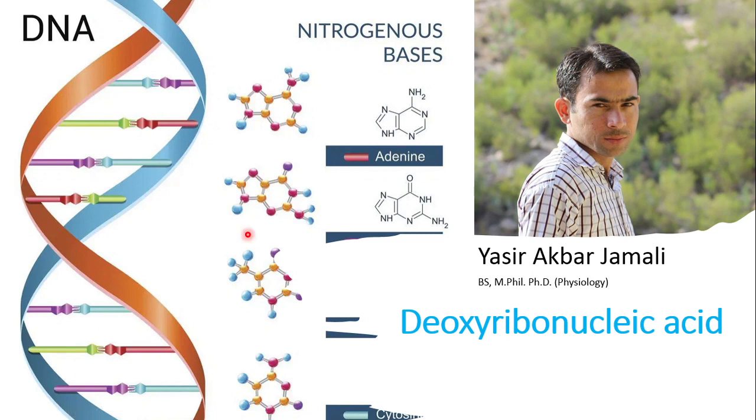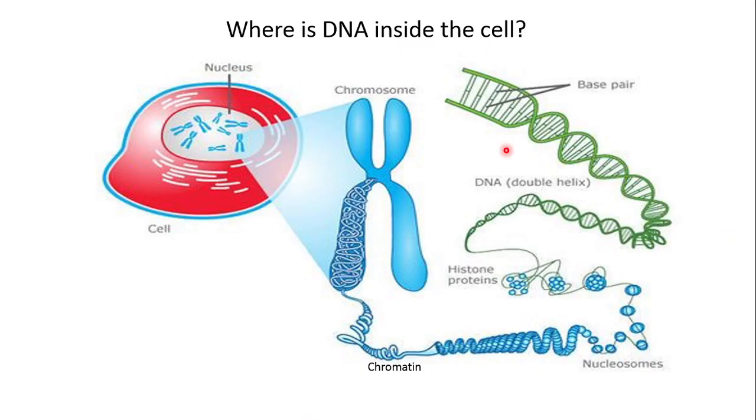Today we talk about deoxyribonucleic acid. DNA is present in our cell nucleus. DNA is wrapped around histone proteins, and histone proteins with DNA form nucleosomes. These fibers are known as chromatin, and these chromatins are a subunit of chromosomes, and chromosomes are present in the nucleus.